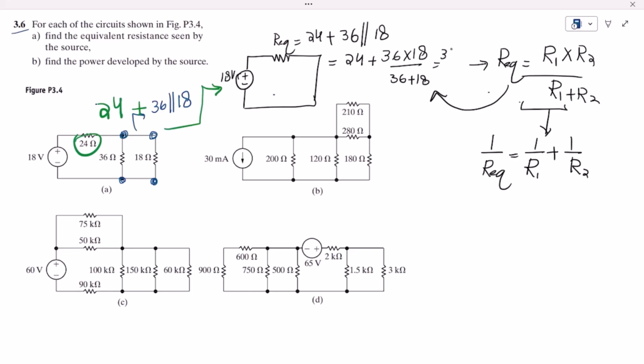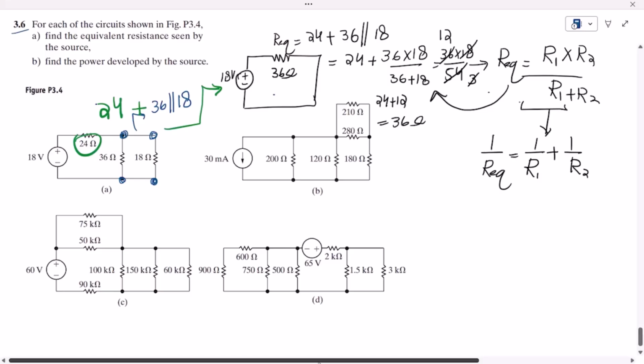So here it will be 36 multiplied by 18 divided by 54, which is 12. Then 24 plus 12 is 36, and this 36 ohm is the R equivalent. This is the equivalent resistance here, and this is the solution of part A of my question.